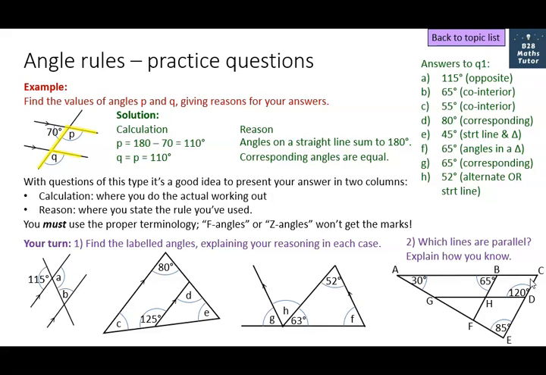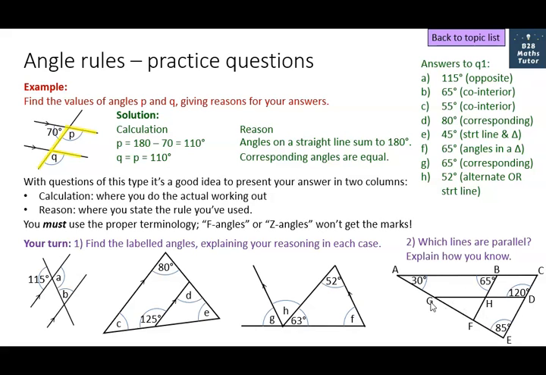Now we've got 65 degrees here and 65 degrees here. There's our F shape. The angles are the same, so these two lines must be parallel. So we know that BF and CE must be parallel.